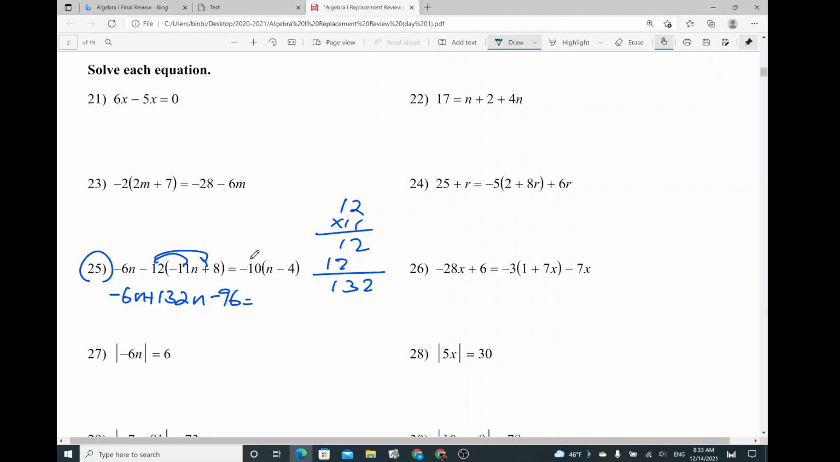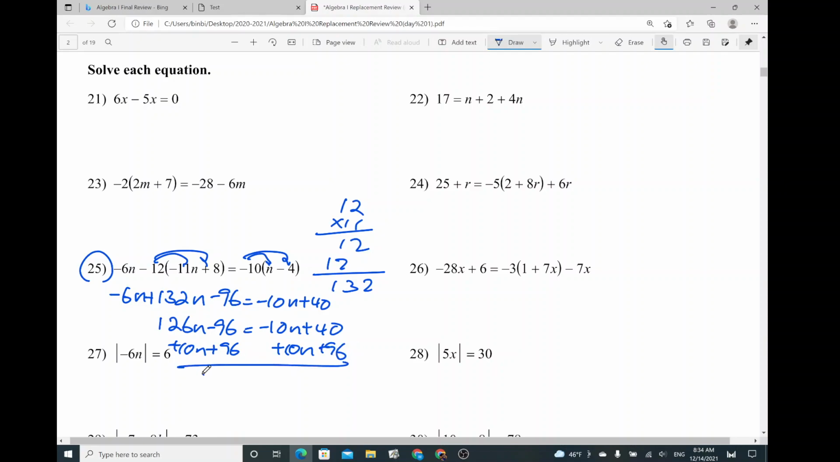On the right hand side, also you want to distribute. So negative 10n plus 40. And then at this moment, combine the like terms first. 132n minus 6n will give you 126n minus 96, so that equals negative 10n plus 40. And then add 10n on both sides, and also at the same time, add 96.